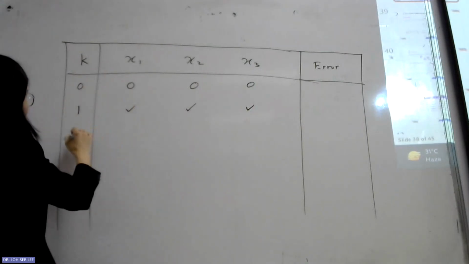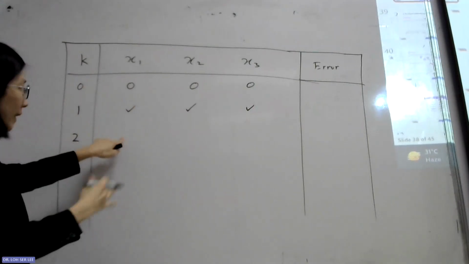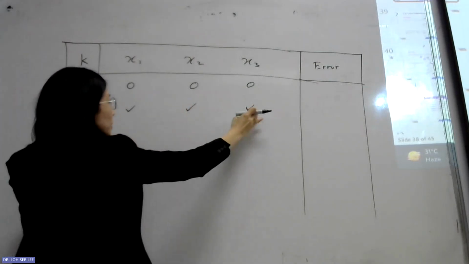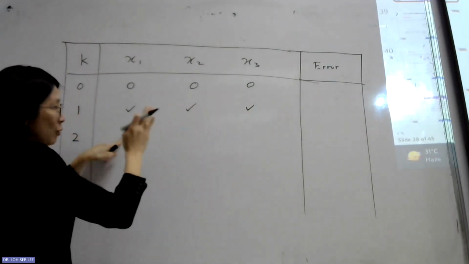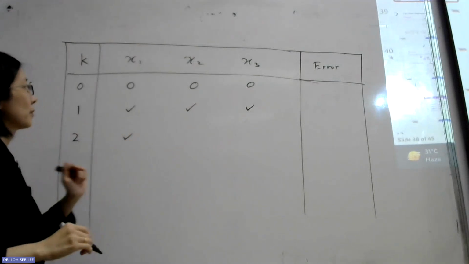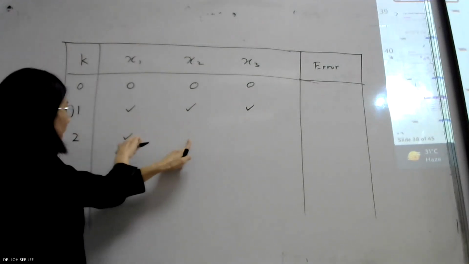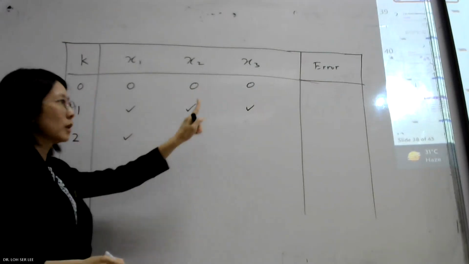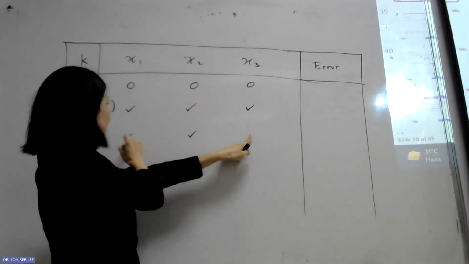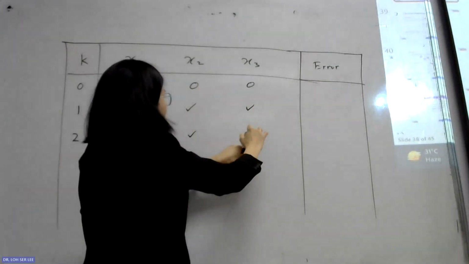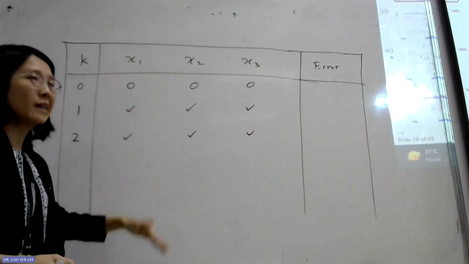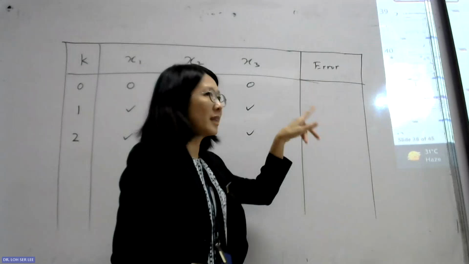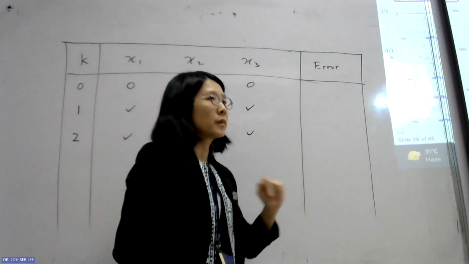Same goes for the next iteration. To get x1, the latest x2 and x3 are this one and this one. You substitute these two into the x1 formula and get this. Again, for x2 you use the latest x1 and latest x3, and for x3 you use the latest x1 and latest x2. Keep repeating until this error value is less than the given epsilon.